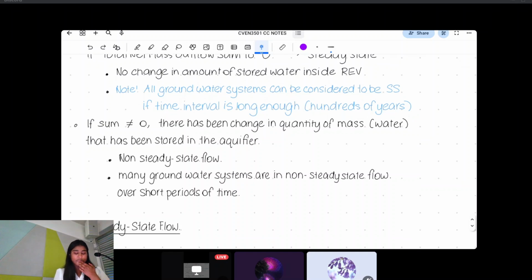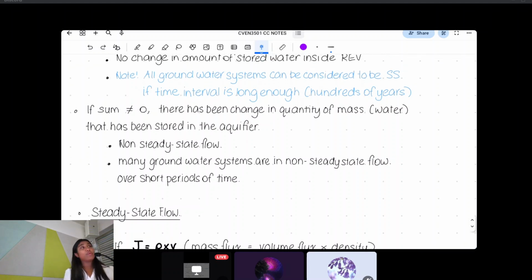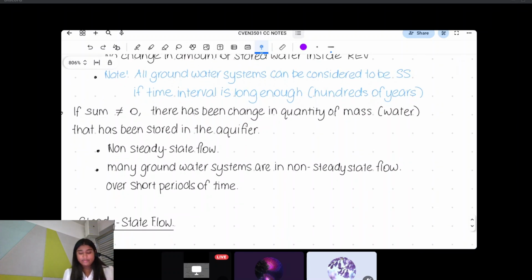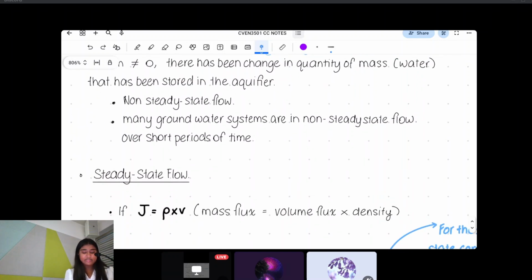I guess it's important to note that in groundwater systems, almost always they will be in steady state flow, but over a very, very long period of time, right? But more often than not, because groundwater moves so slowly, it won't sum to 0, and there has been a change in quantity of mass that has been stored in the aquifer. So that's non-steady state flow, and that's the condition that we're dealing with for most groundwater systems.